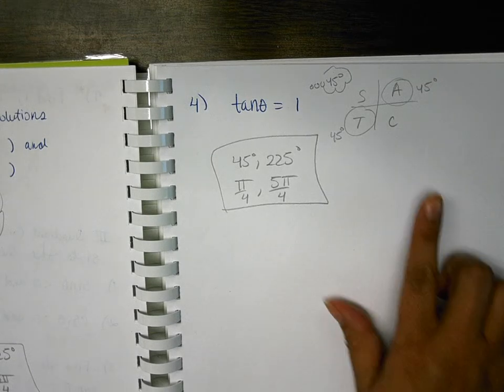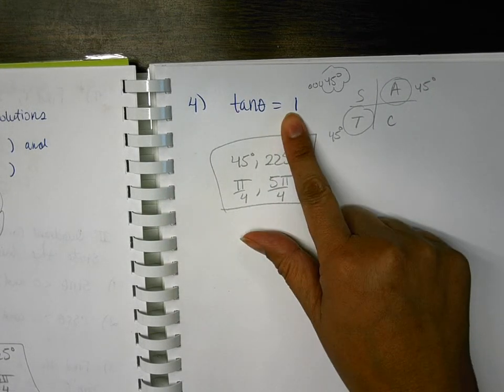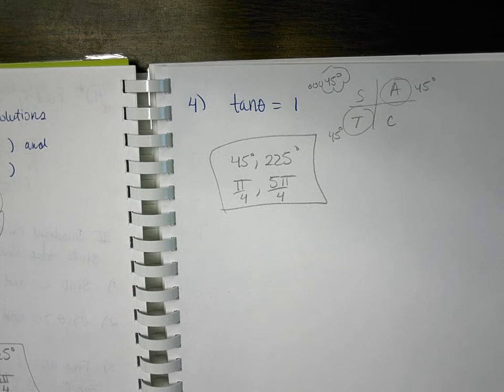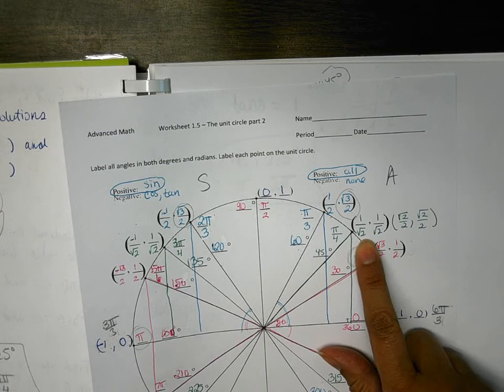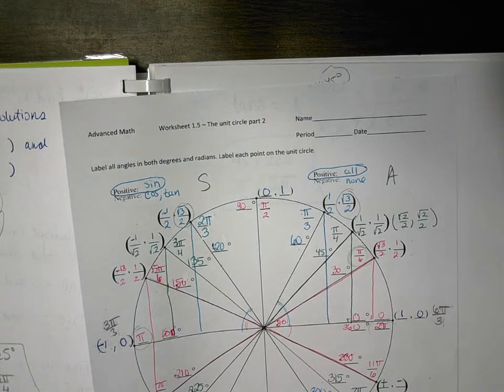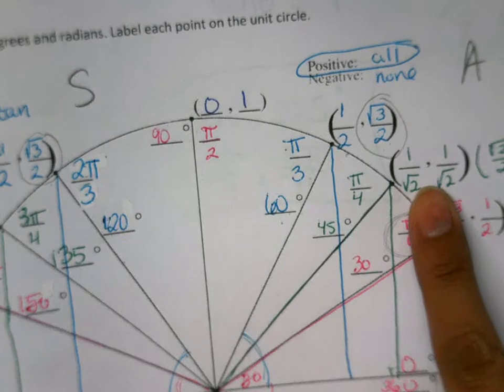Tangent is only 1 when you're at your 45 degrees, because 1 over root 2 and 1 over root 2, when you divide them, is 1. So tangent is always 1 at 45. That's an easier one to memorize.